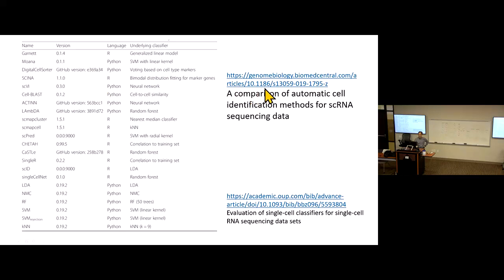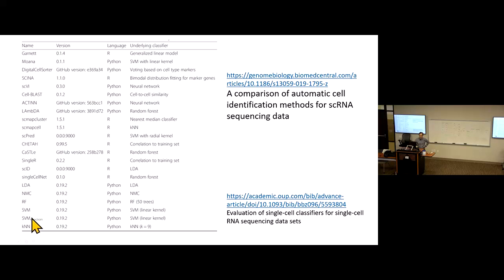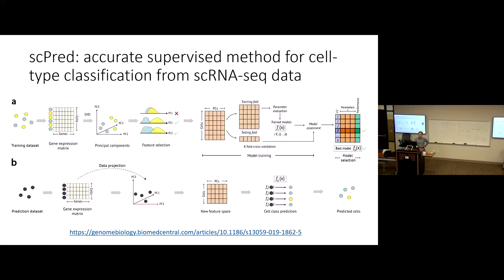This is another list, from a review paper. Most of them are in R and Python. I don't know which one is really popular at this moment. So this is one of them, scPredict. Let's see where it is. It's here. So it's R. It's an SVM based with a radial kernel.